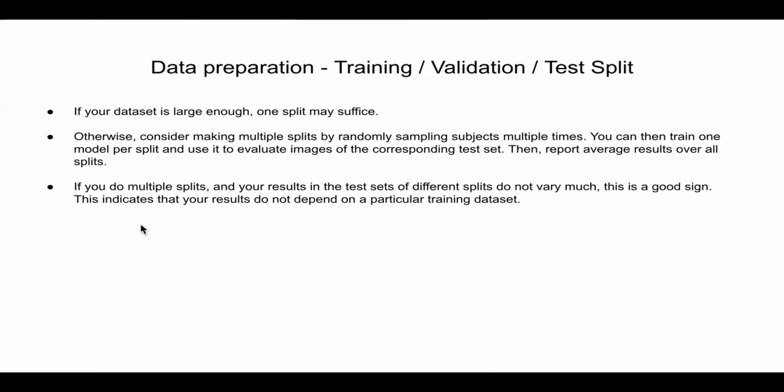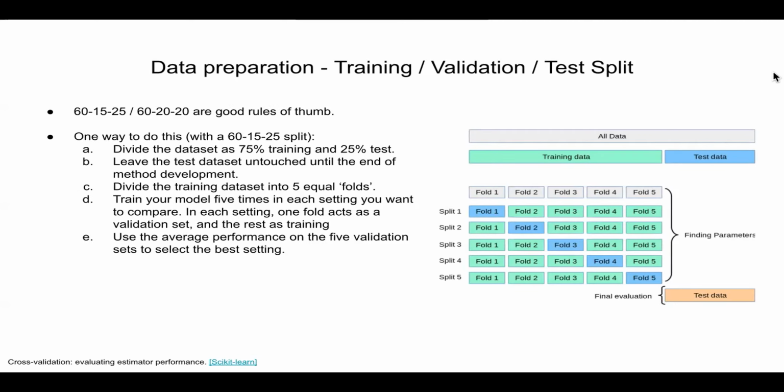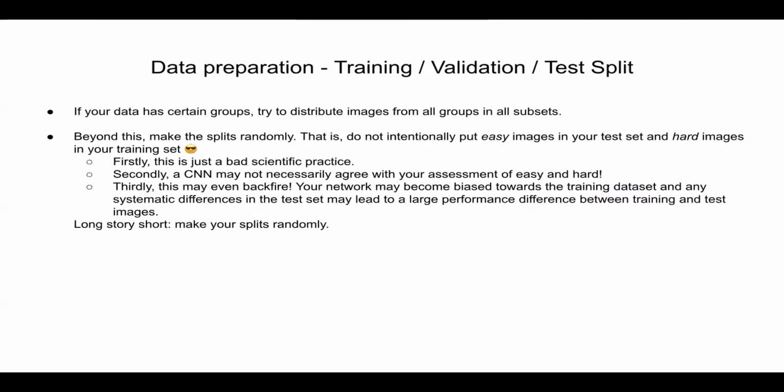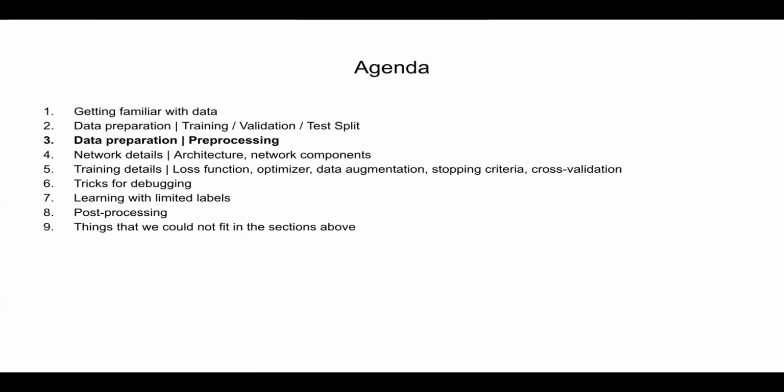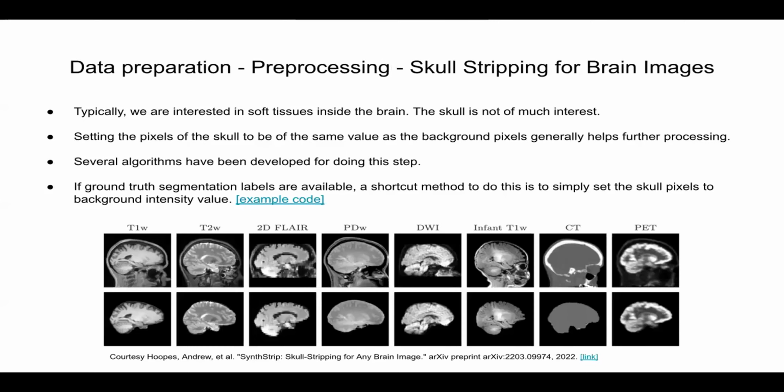And this also serves as a check: if I do multiple splits at this level and get consistent performance on the different test sets, it shows me that my method does not depend very much on a particular training set. And that's also a nice thing. Right. Then pre-processing.